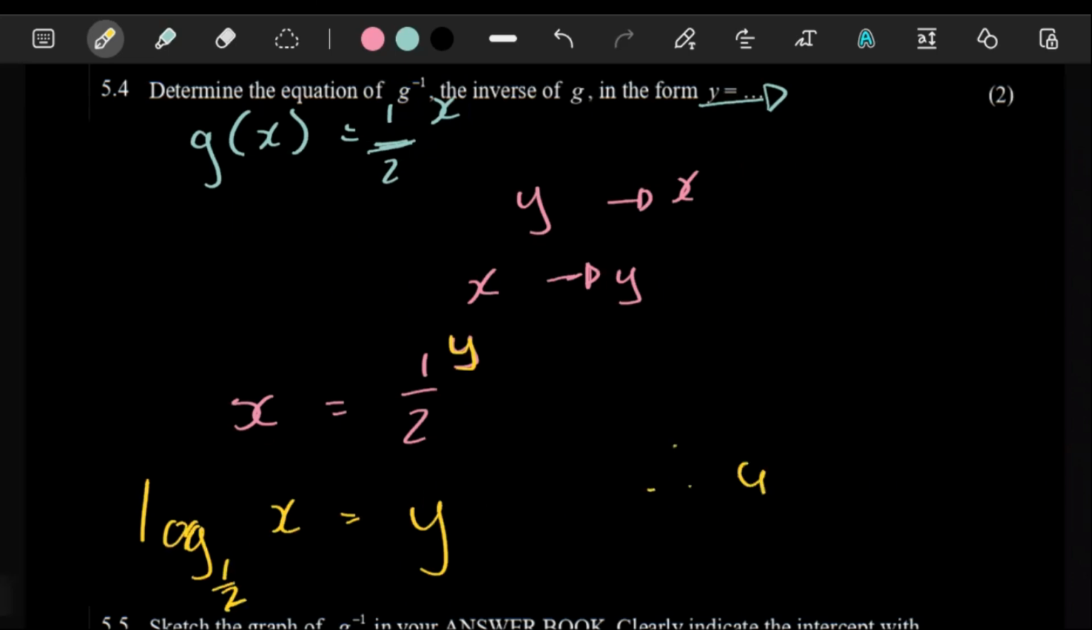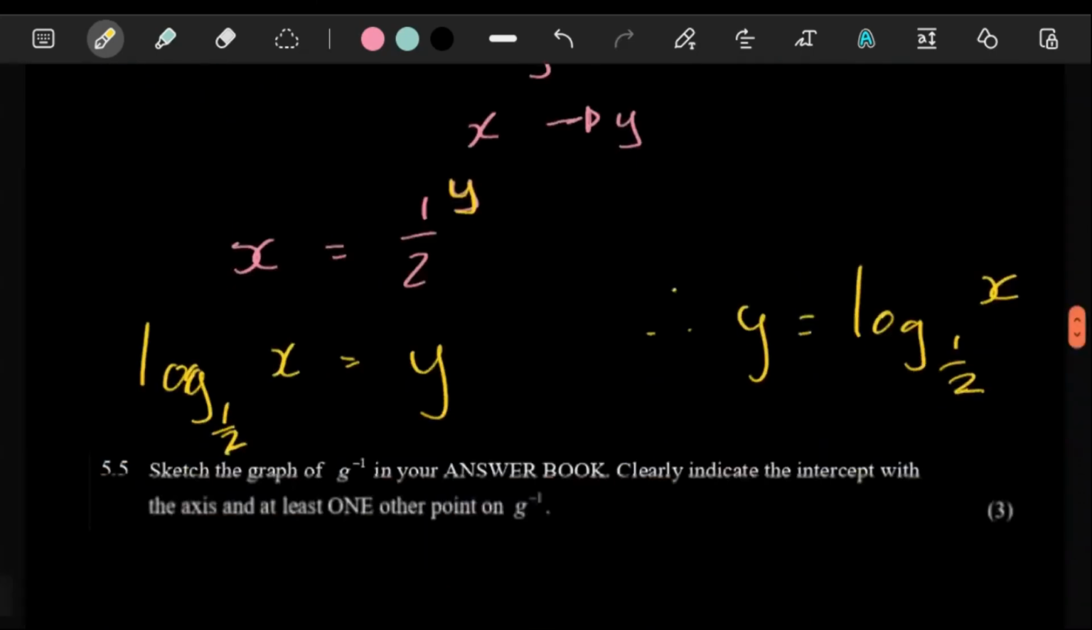You can maybe write the y first. See, y is equal to log base a half of x. And then you're going to get your 2 marks. You're going to get 2 nice marks there. And yeah, that is that.